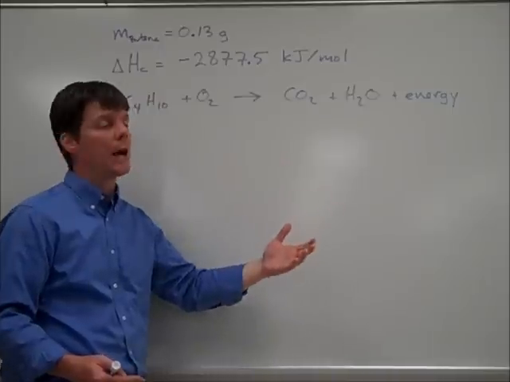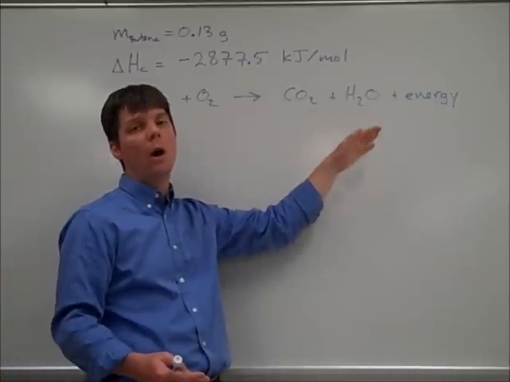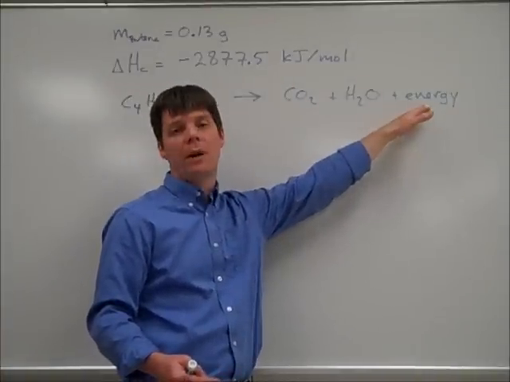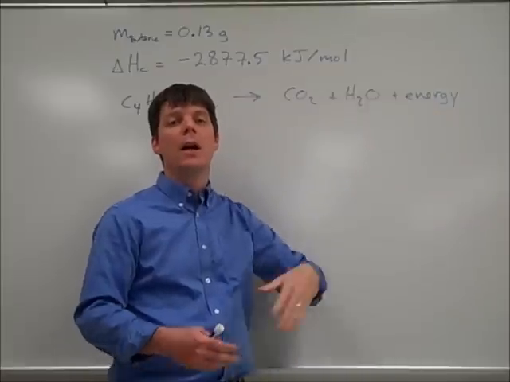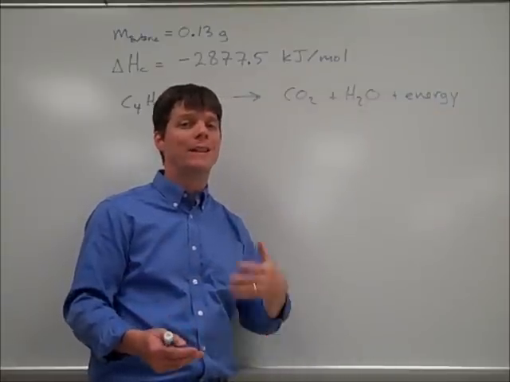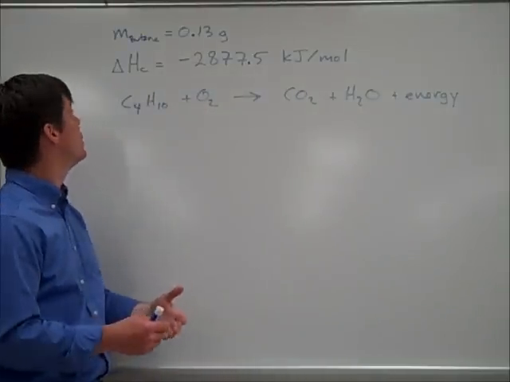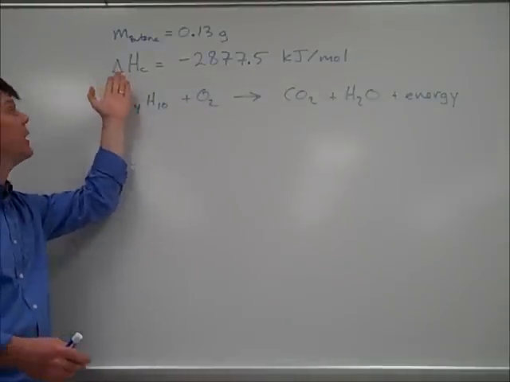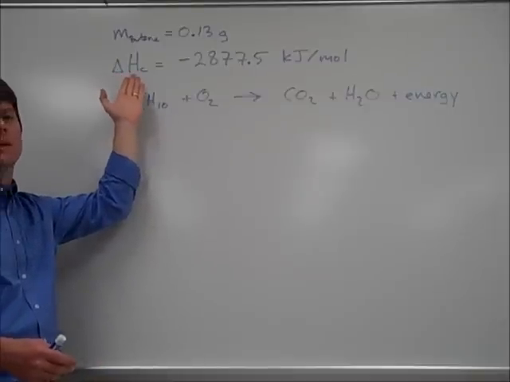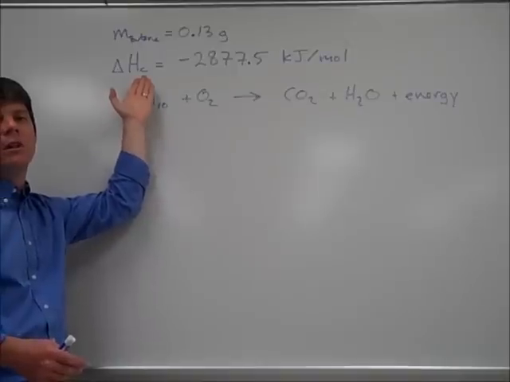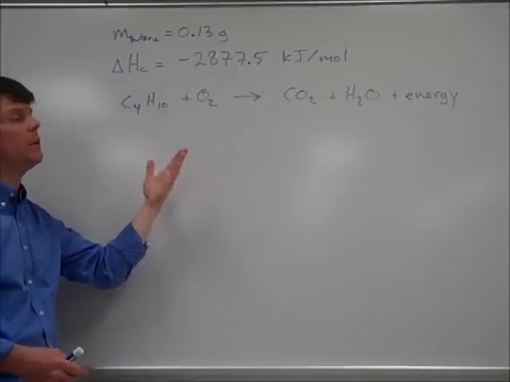The products of the reaction are going to be carbon dioxide and water, and because there's quite a bit of energy given off, we can record that here. Now in this problem, we're actually going to calculate the exact amount of energy given off by this reaction process. In order to do that, we need to have this value right here. Now this is telling us that we are looking at the change in enthalpy for combustion of butane.